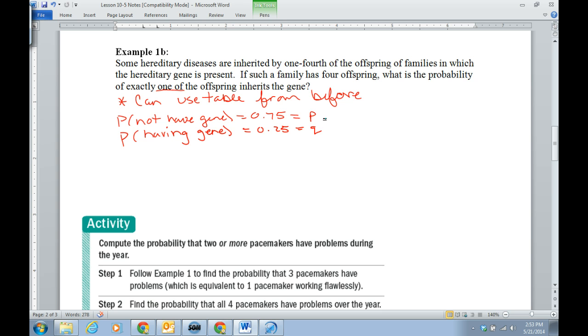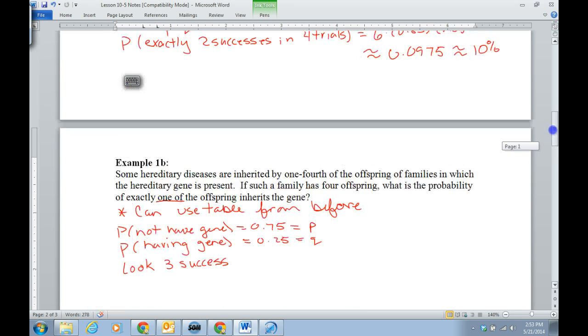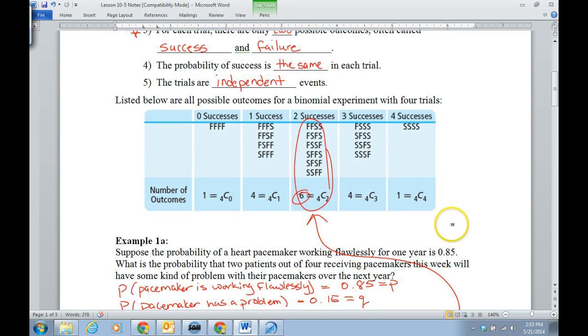All right. So we want to look at 3 successes, right? We want to have 3 of the children successfully not having the gene. Okay. This is like stuff we did in bio. Yeah, it's like those boxes. Exactly. Okay. So look at 3 successes. Let's go back to our table and look at where our 3 successes are. They are right here. 3 successes, we're going to use this right here.